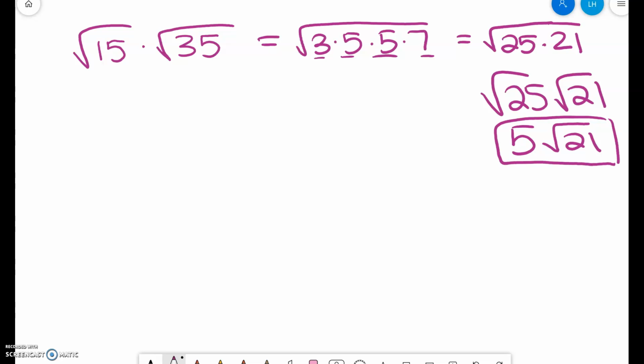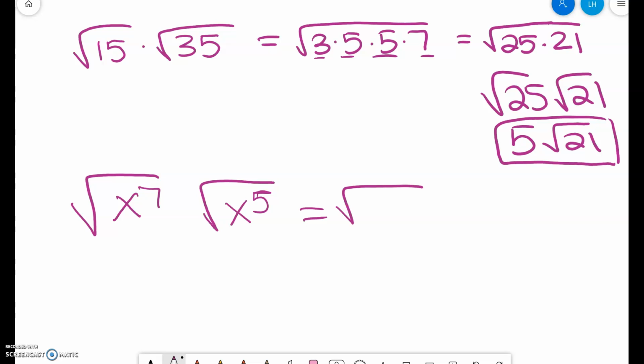Okay, finally, this works with exponents too. So I might have the square root of x to the 7th times the square root of x to the 5th. And I could simplify each of these separately, or I could just use my multiplication rule here and say, well, this is the square root of x to the 12th, which is just x to the 6th.